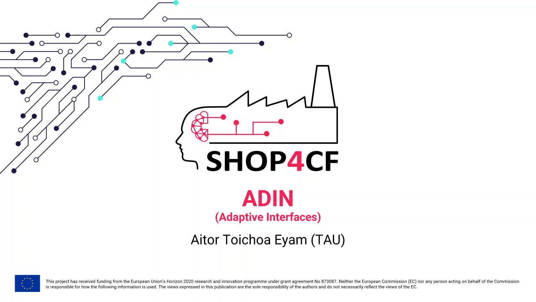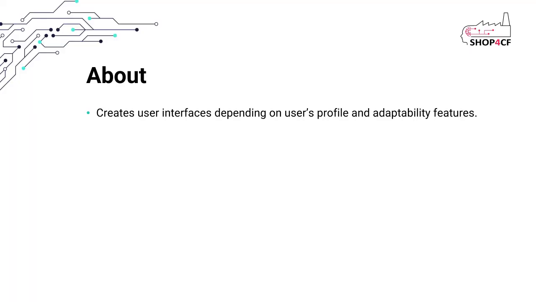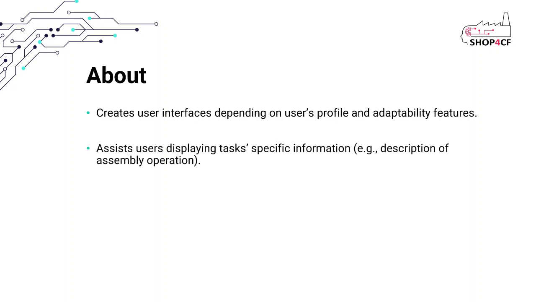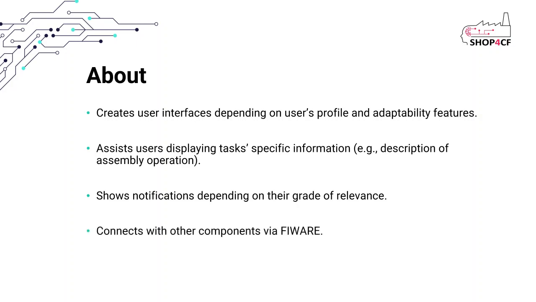I am from Chapter University and I'm going to introduce you to our component ADIN, which is an acronym for Adaptive Interfaces. ADIN creates user interfaces depending on the user's profile and adaptability features. The application assists users by displaying task-specific information such as the description of an assembly operation. The component shows notifications depending on their grade of relevance. ADIN connects with other components via FIWARE.